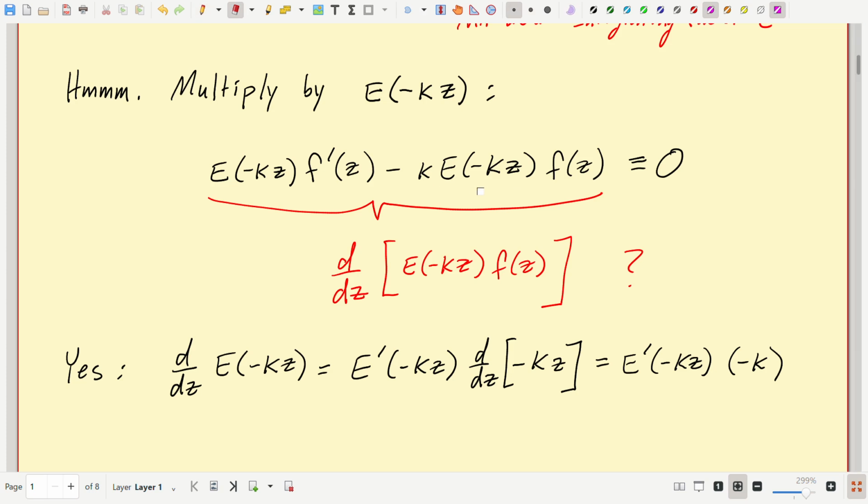Question? Oops, you're right. The derivative is itself. I know that. That's how we cooked it up last time. Okay, so that means that that thing is identically 0.